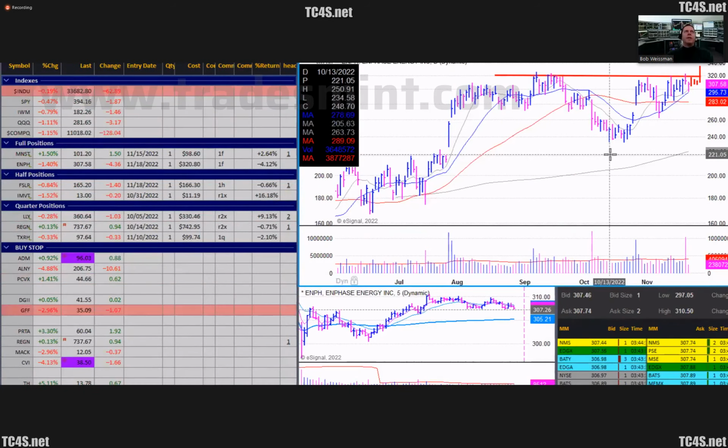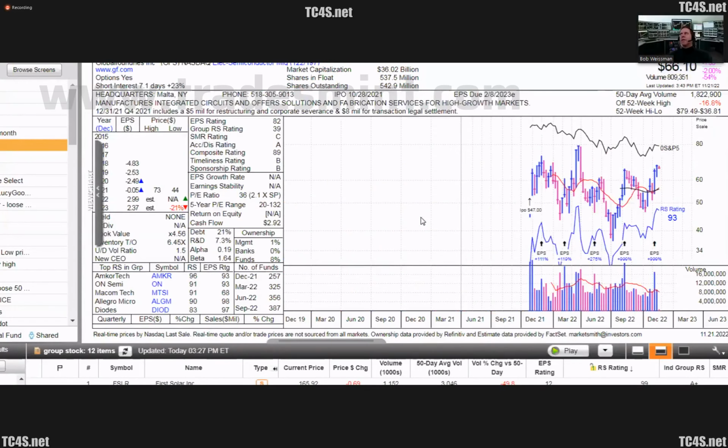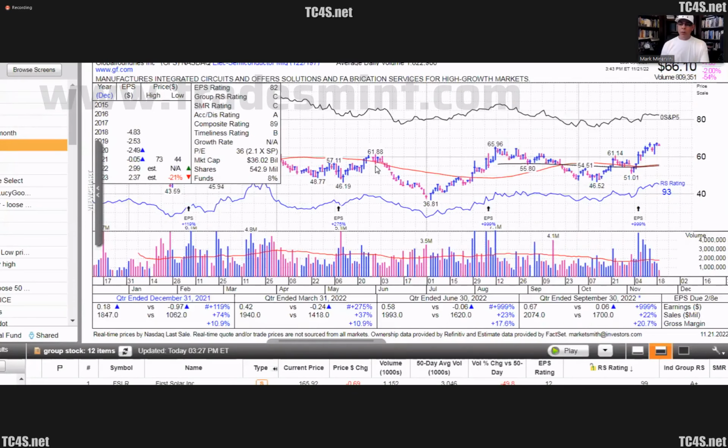GFS, I don't remember if we reviewed it, but I do have a few people pinging about that. Another solar name, I think, or maybe a semiconductor. GFS is a semiconductor. Yeah. Is this a question? Yeah, if you could review it.